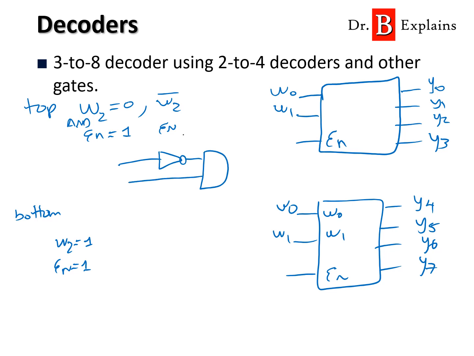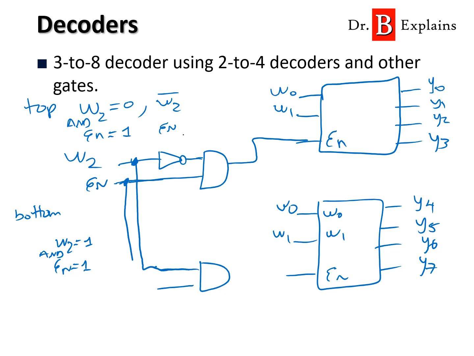Remember, it's an AND, so we're ANDing W2 and enable, right? So you can think of it in words and then translate that to a logic circuit. In the case of the bottom one, we need an AND also. And we have W2 coming from here, and we have enable also. So if W2 is 0, then that's going to turn on this top one. And if W2 is a 1, it's going to turn on this one.